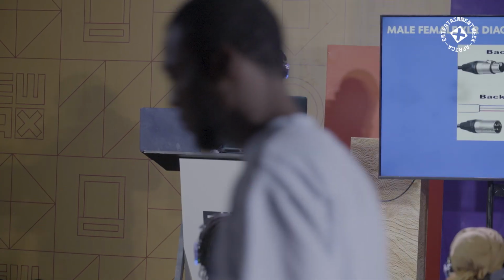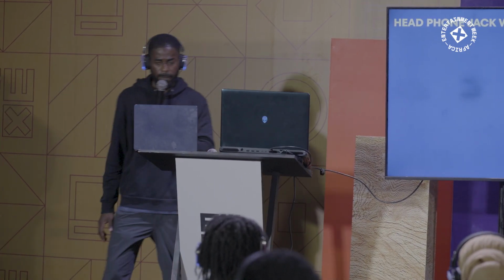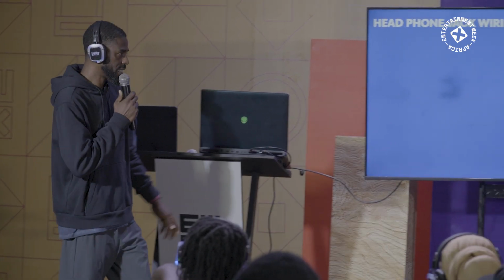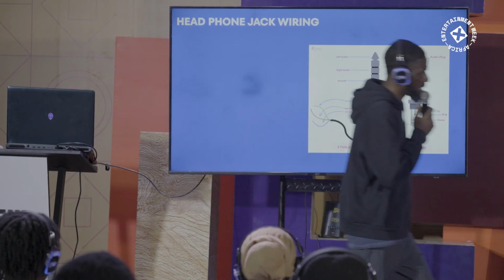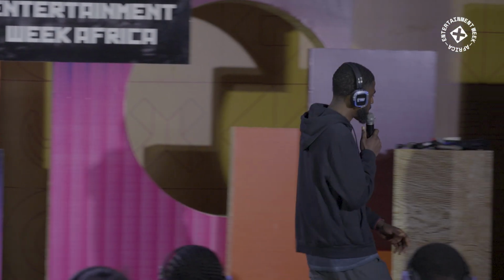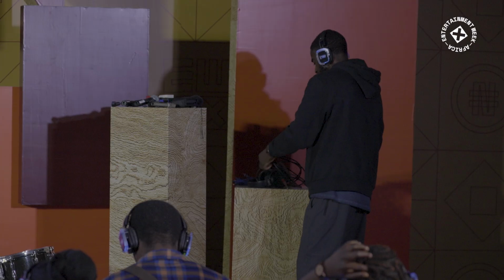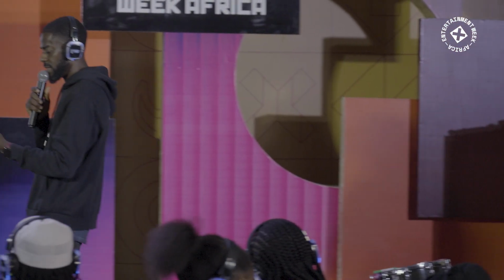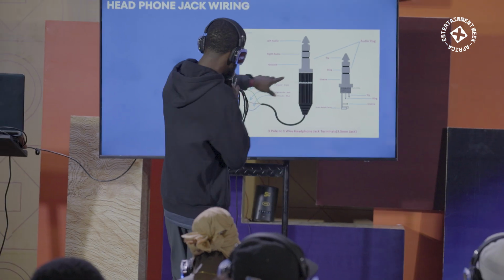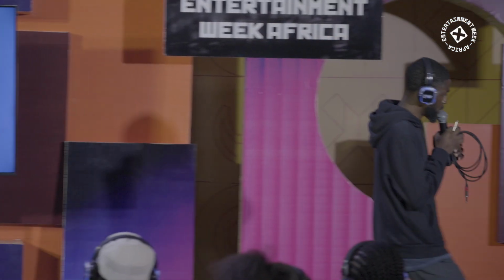Okay, next slide is your jack. Like I said, it's a tip ring sleeve. Basically, when you see your jack, your jack is basically an unbalanced signal. So as you can see, this is a stereo jack for your headphones. Okay, I think I have one here. Hold on.